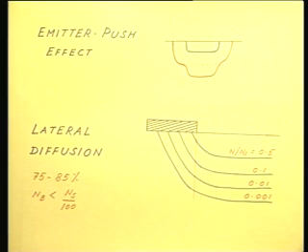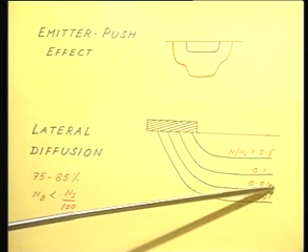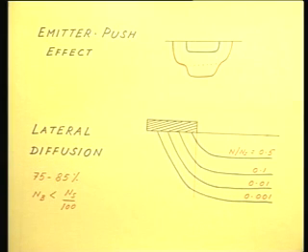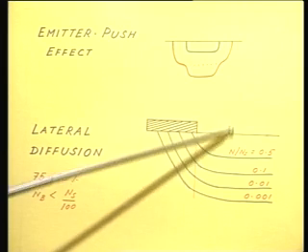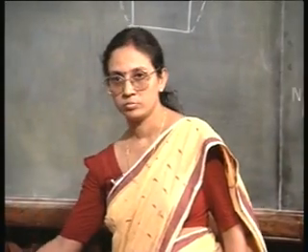In such cases, when NB is at least 100 times lower than the surface doping concentration, that is, we are talking about this contour line or lower than that, where the junction is here, it is found that the extent of lateral diffusion is 75 to 85% of the vertical junction depth.